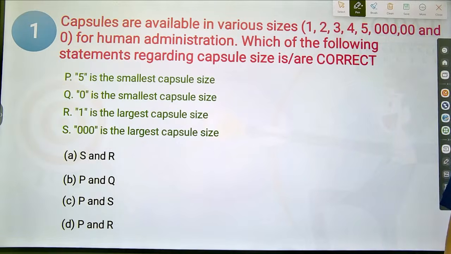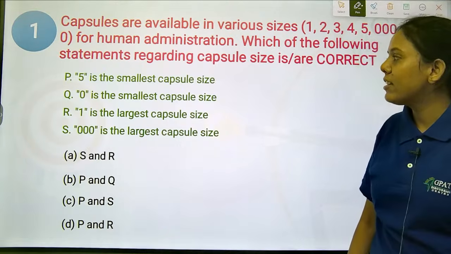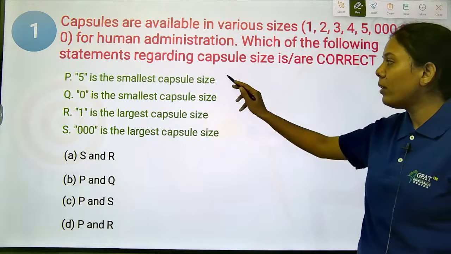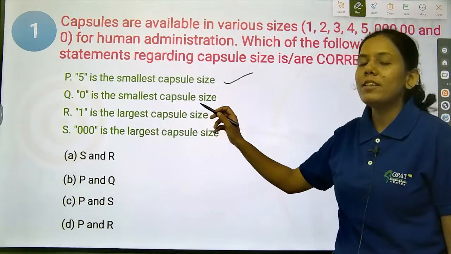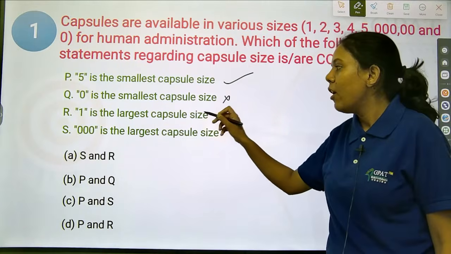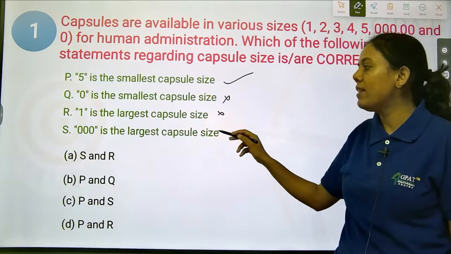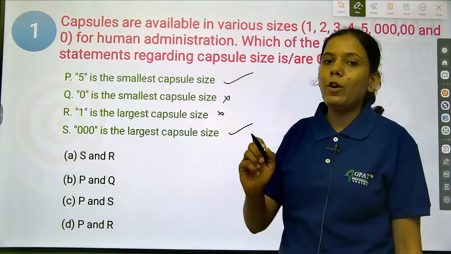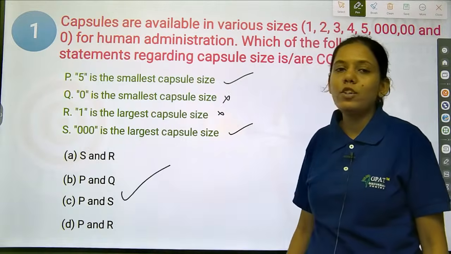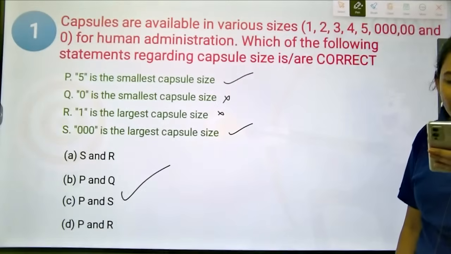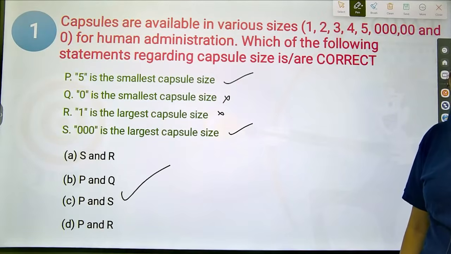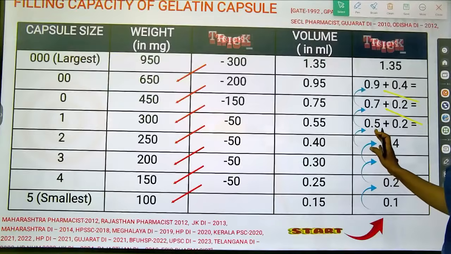Okay, Ashish, Nurul, they are saying C. So let's see what is the option. First, what they are saying, 5 is the smallest capsule size. So yes, we know that among all these sizes, 5 is the smallest capsule size. 0 is the smallest capsule size, no. 1 is the largest capsule size, no. 000 is the largest capsule size. So ideally only P and S statements are correct. So option C is the right answer. Very good all of you. Yes, I hope everyone got that answer. Soparnika, Devi, Saurav, very good. So option C is the right answer.